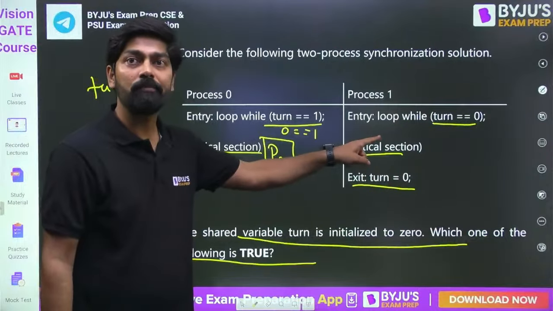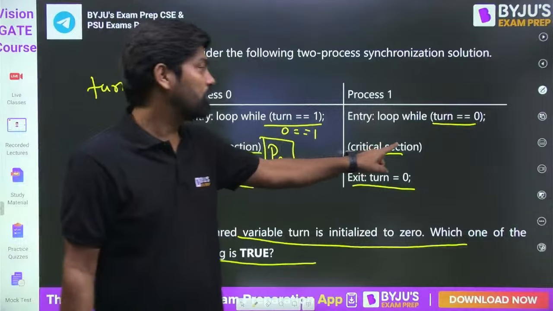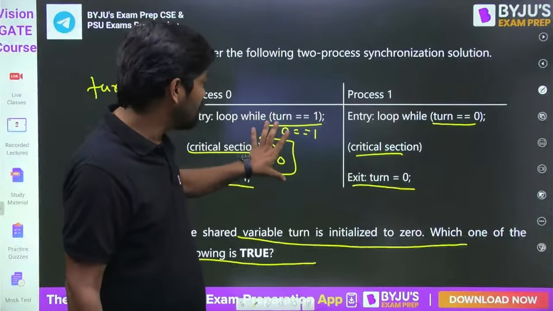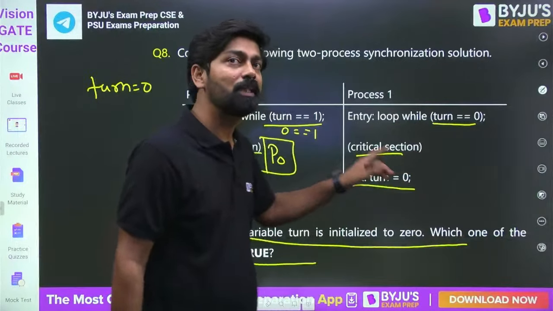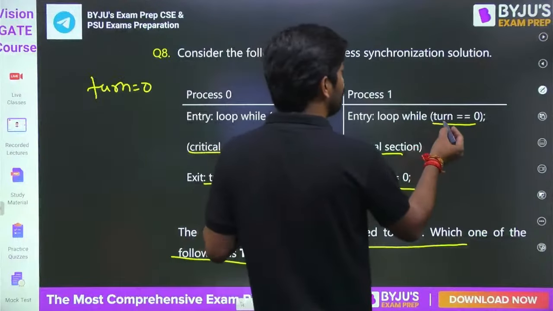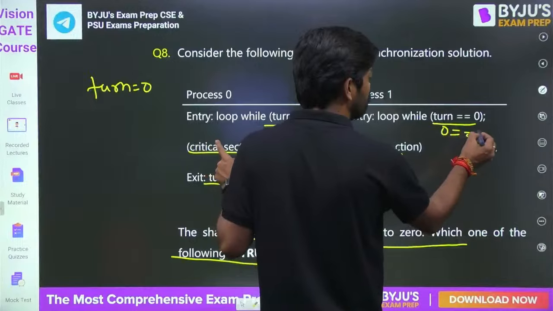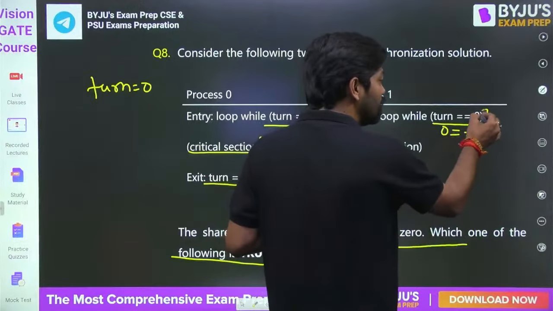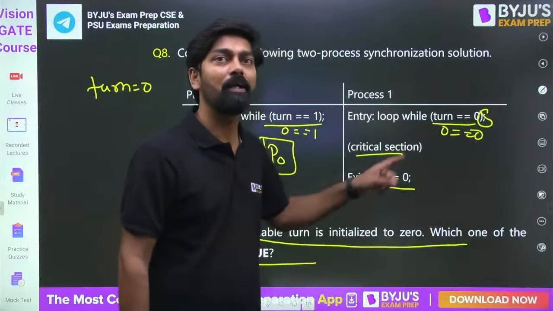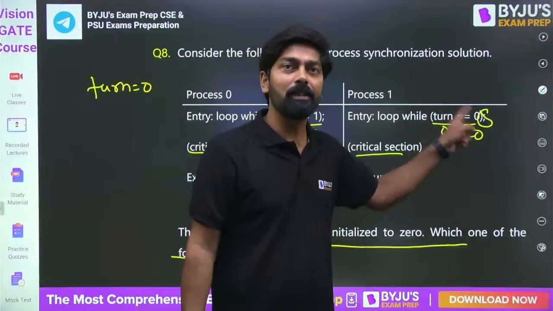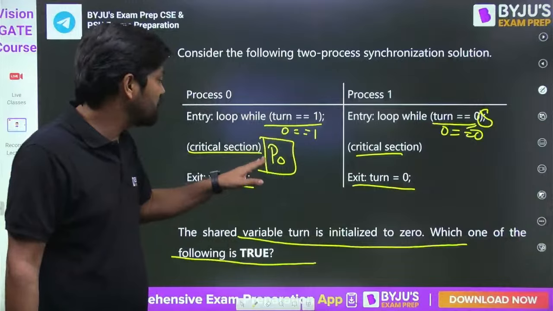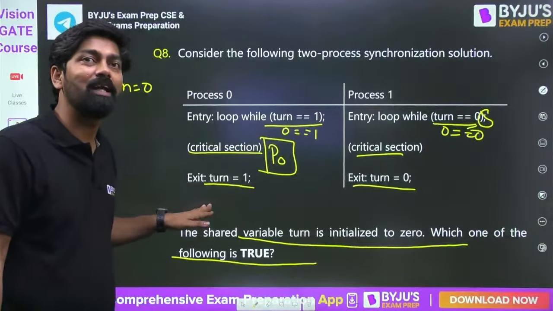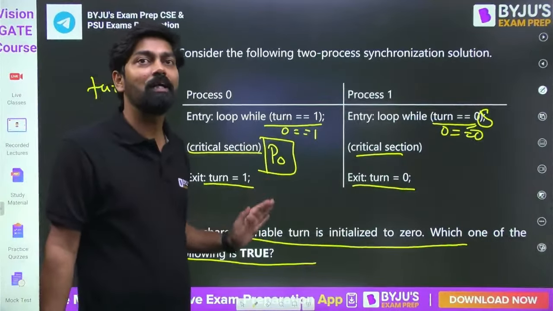Now check for this one. See, my dear friend, P0 is already in the critical section. Can process P1 come into the critical section? See clearly here, what is the turn value? Turn value is 0. 0 equal to 0, the condition is true, and then there is a semicolon. What does that mean? If the condition is true, it will keep checking the while loop until it becomes false. When will it become false? When P0 exits the critical section and makes turn 1.